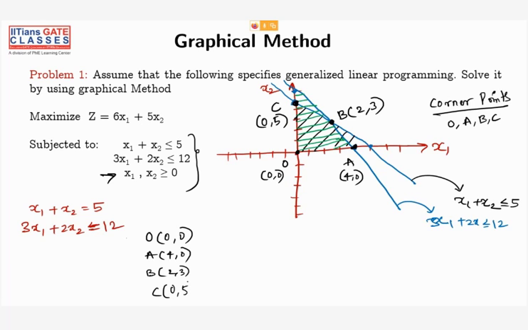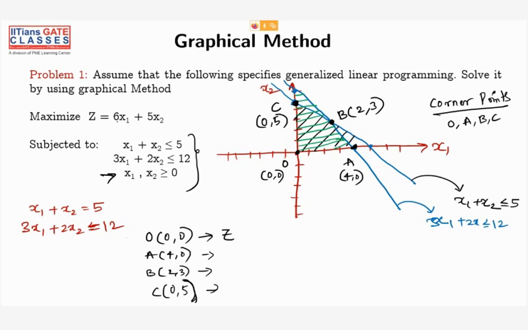Now after finding the corner points, I will calculate the objective function. This is your objective function, right? So I'll calculate the objective function at all these corner points. So Z is equal to, substitute these values into Z.